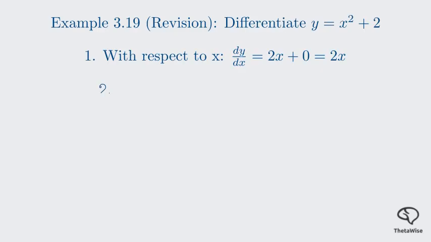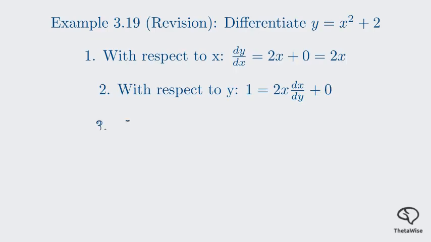Next, let's differentiate with respect to y. This is a bit different. We differentiate each term with respect to y. The derivative of y with respect to y is 1. The derivative of x squared with respect to y is found using the chain rule. We differentiate x squared with respect to x, which is 2x, and then multiply by dx/dy. So we get 1 equals 2x times dx/dy.